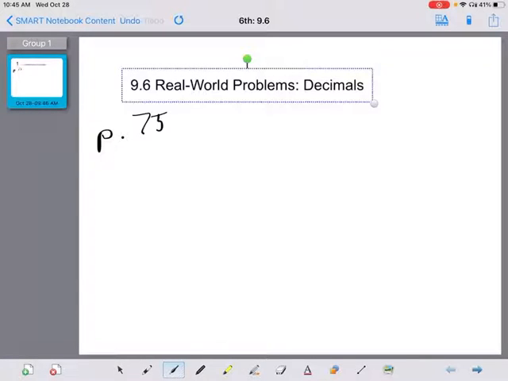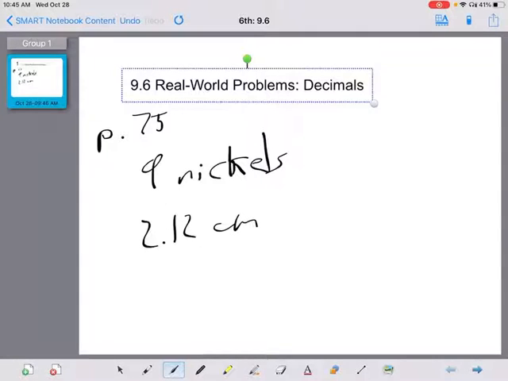So we have 9 nickels placed in a row touching one another. Each coin measures 2.12 centimeters across. And they've got the picture there. I'm not going to draw the picture because it takes too long and I'm not the world's best artist. What is the total length of the row of coins?